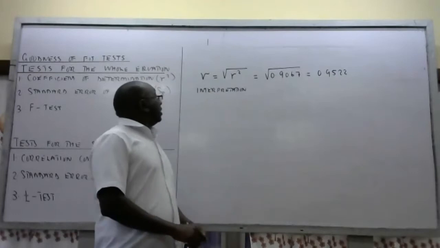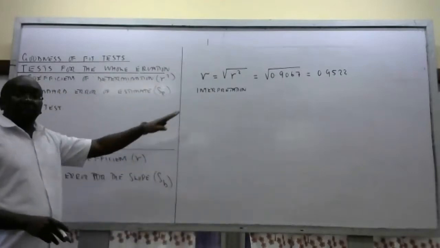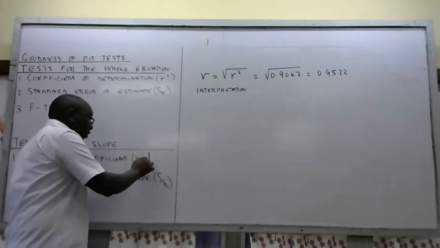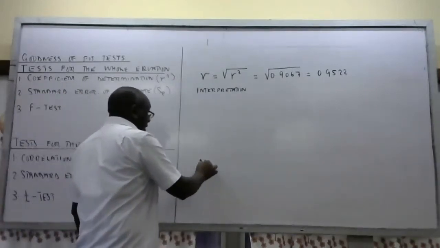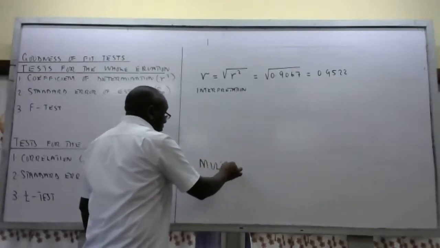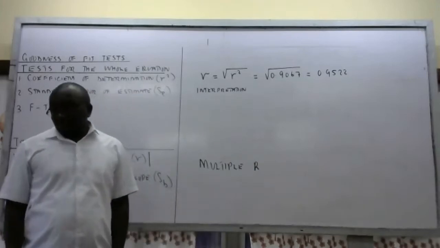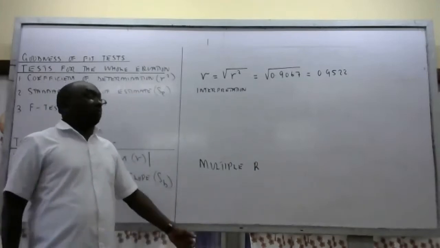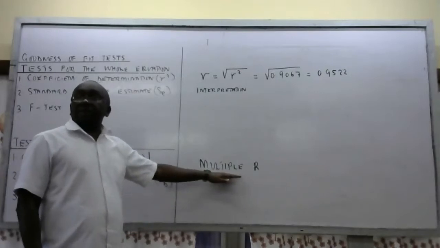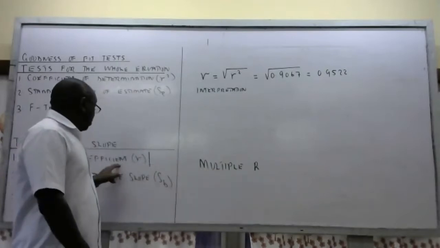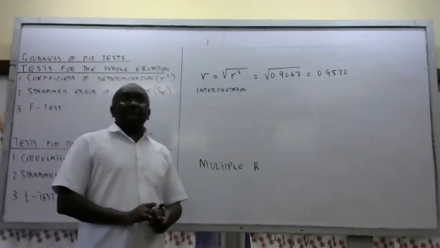The other thing that I want you to do, where you have written correlation coefficient up there, you write also multiple R. Because some computers, when we start interpreting computer printouts, call it multiple R. So if you want a multiple R, it is just the normal correlation coefficient.